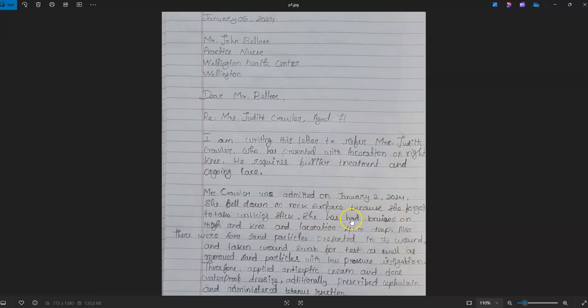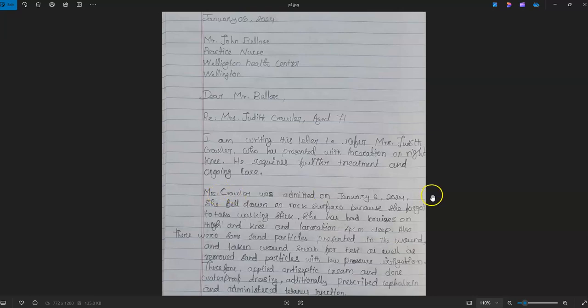Take walking stick. She has had. So why is it present perfect? It's simple past. She had bruises on the thigh and knee and a 4 centimeter deep laceration. Also, there were some sand particles present in the wound, and taken wound swab for test as well as removed sand particles. Right, this is not good English at all.